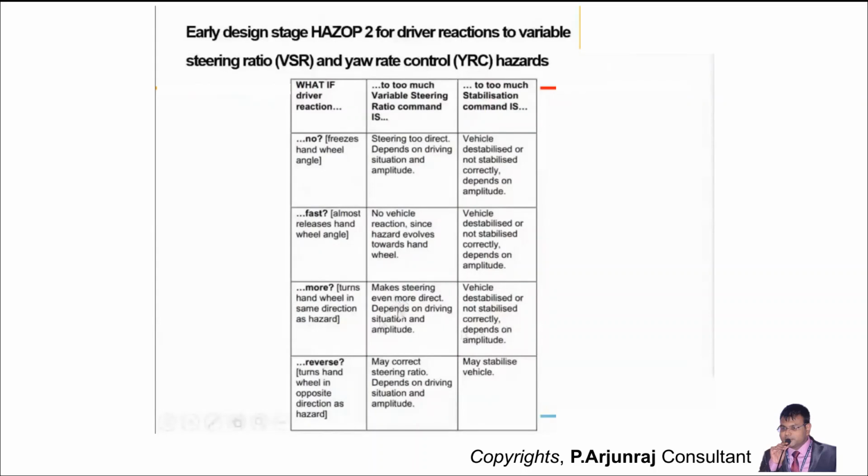He will also make the steering even more direct. He will try to make it more direct one. And again, it's also depending upon other aspects related to the driving situation and amplitude. Even though the vehicle is not stabilized initially, the driver tries to go for a stabilization, but still the stabilization is not possible if you do not have the proper driving situation or amplitude. But still, the driver reacts in such a way to ensure that he is trying to stabilize the vehicle.